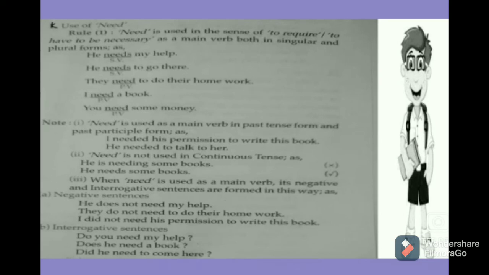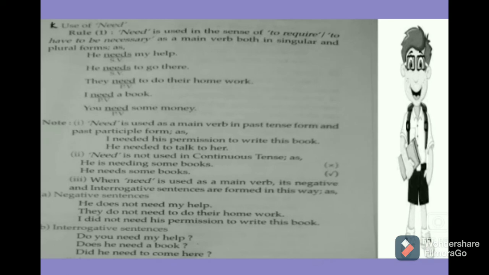He needs to go there. They need to do their homework. I need a book. You need some money. Here need has been used as a main verb. Okay. Need is also used as a main verb in past tense form and past participle form, as I needed his permission to write this book. He needed to talk to her.